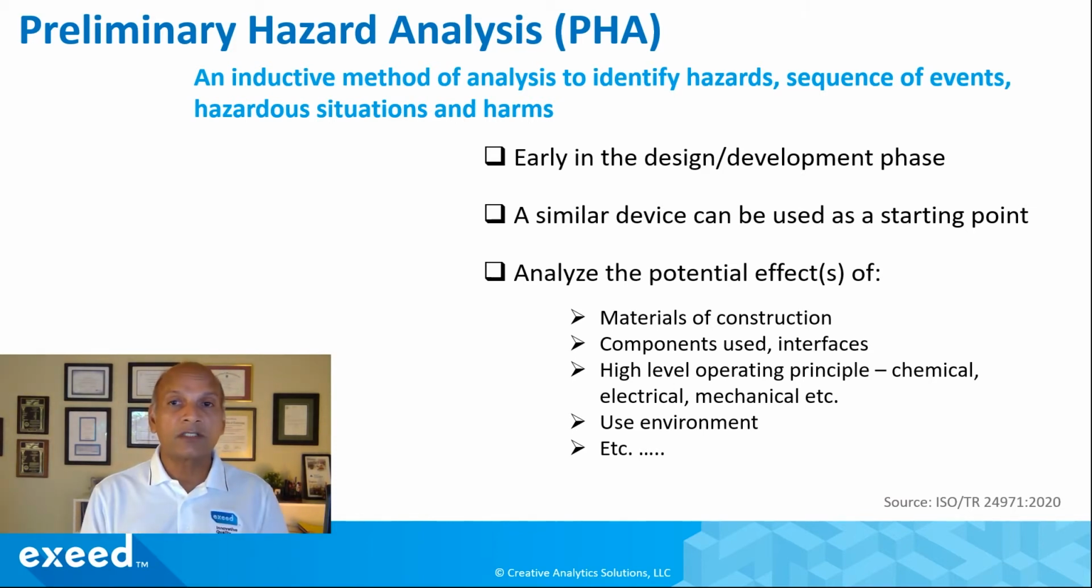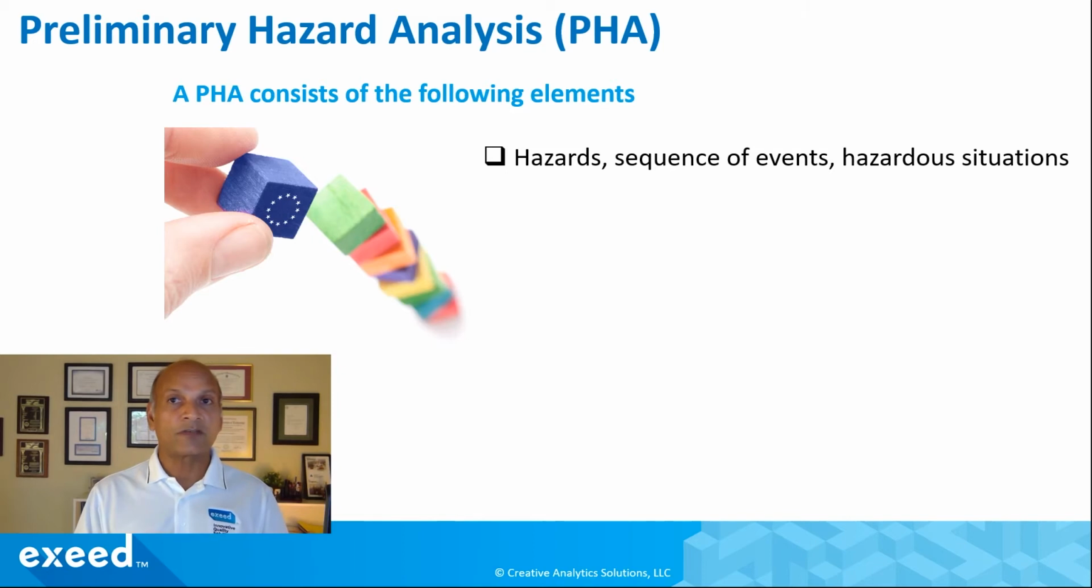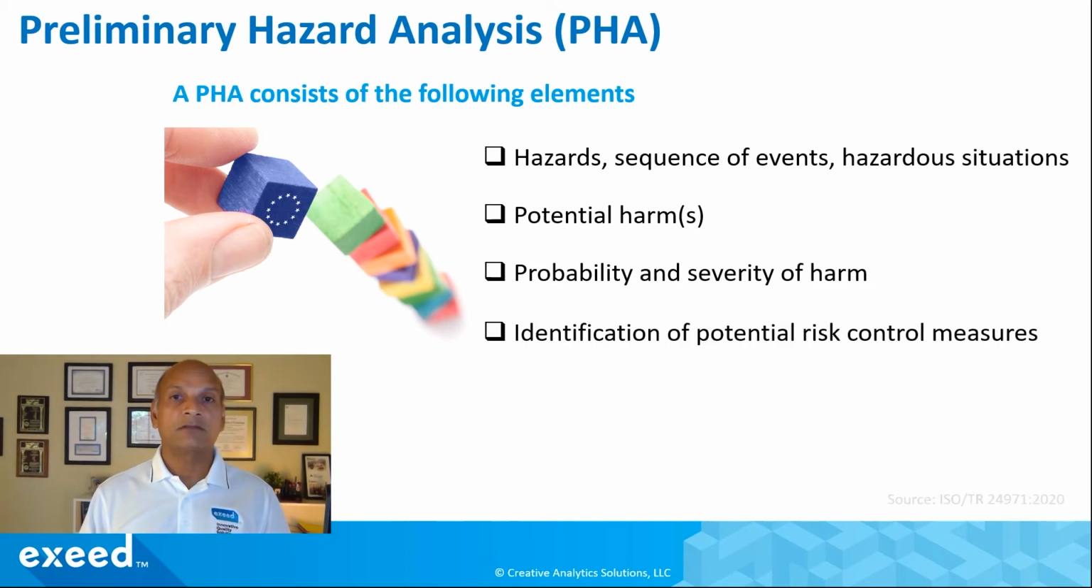High-level operating principle: is it a chemical action or electrical action or a mechanical action that results into the therapeutic benefit? Very high level. Use environment and other factors. It could be one or two factors or multiple factors. You have to look at the system as a whole. So what does it consist of? It consists of the following elements: hazards, sequence of events, and hazardous situations. Potential harms, probability and severity of those harms, and identification of potential control measures.